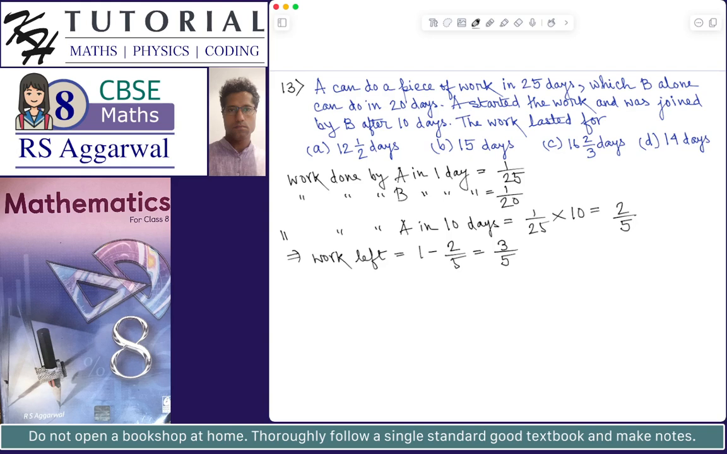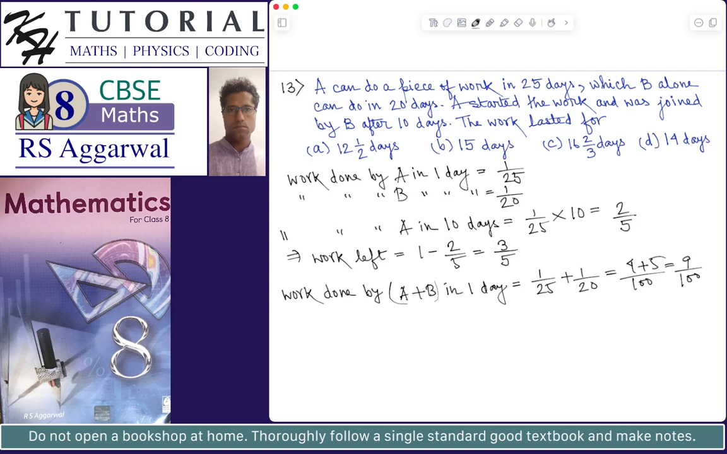Okay, so now work done by A plus B, that is when A and B are working together, work done by A plus B in 1 day is equal to 1 by 25 plus 1 by 20. This is equal to, the LCM will be 100. So 4 plus 5 by 100. This is 9 by 100.